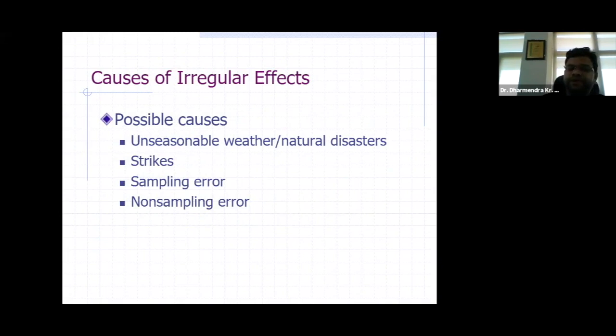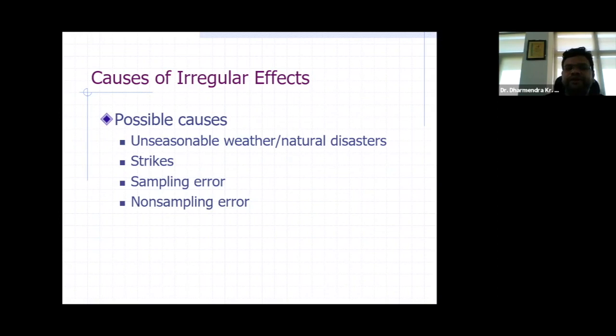Sampling and non-sampling errors are those errors. Sampling errors are those errors which occur due to faulty sampling planning at the time of survey or data collection. And what are the non-sampling errors? Non-sampling errors are those which happen like non-response or response errors, and other errors other than sampling errors. Like in non-response, people never respond to your question. And response error means people are responding but in a wrong way.